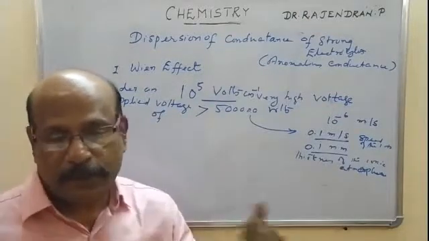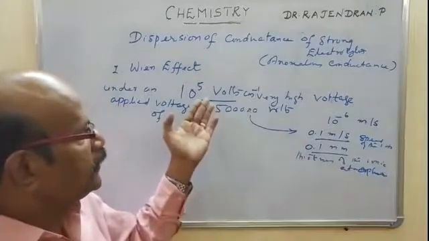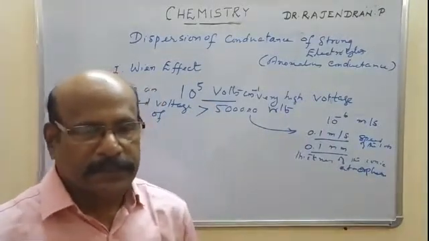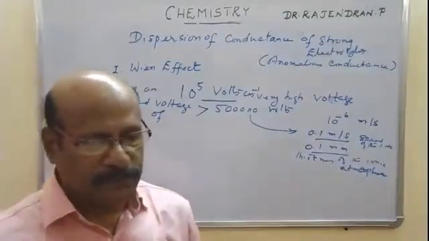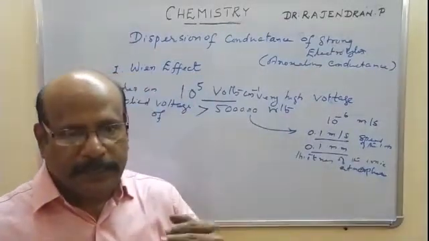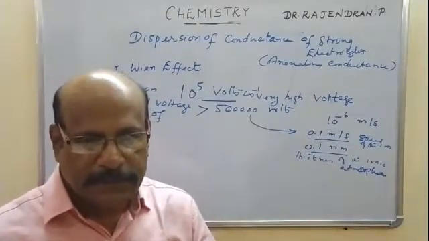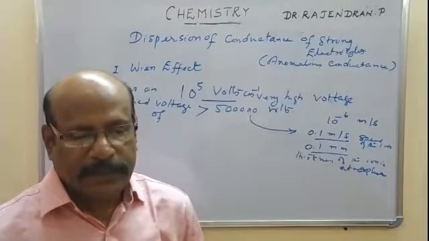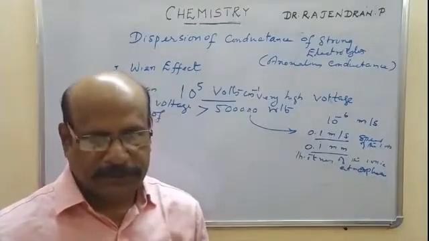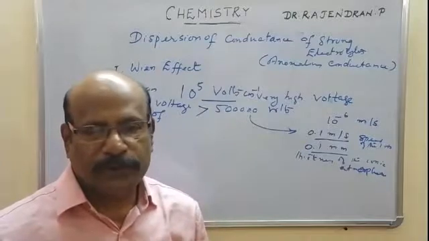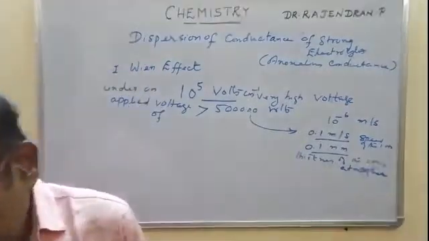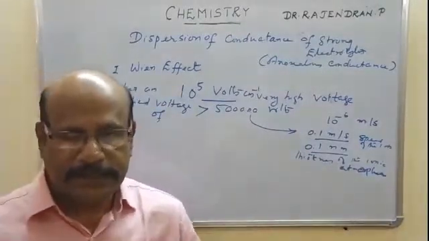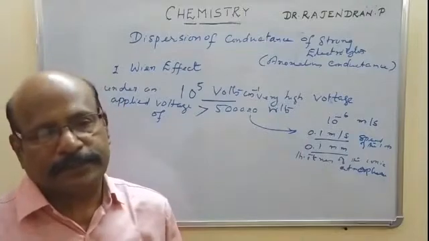As from the general observation, a very high voltage greater than 10 raised to 5 volts per centimeter is known as the Wien effect. That's the definition. Once again I repeat: the high electrical conductance shown by the electrolyte solution under a very high applied voltage of the order of 10 raised to 5 volts per centimeter is known as the Wien effect. It is against the general observation for a strong electrolyte.